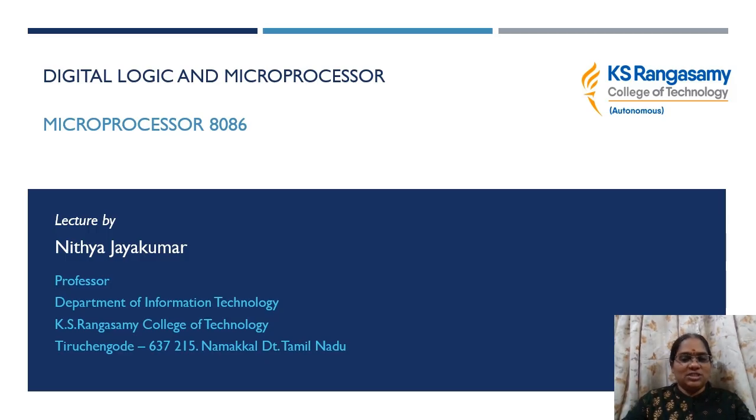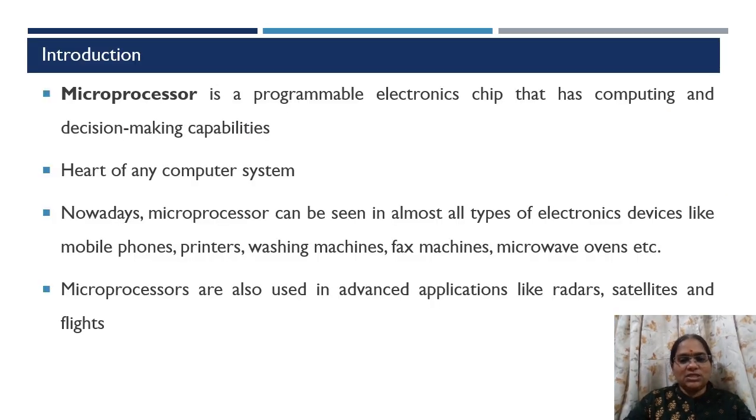The topic for discussion is Microprocessor 8086. So we know a microprocessor is a programmable electronic chip which has computing and decision-making capabilities. Any decision-making capability or automation process is done only by means of a microprocessor. We can say the microprocessor is the heart of any computer system. Nowadays, we are seeing microprocessors in all walks of life.